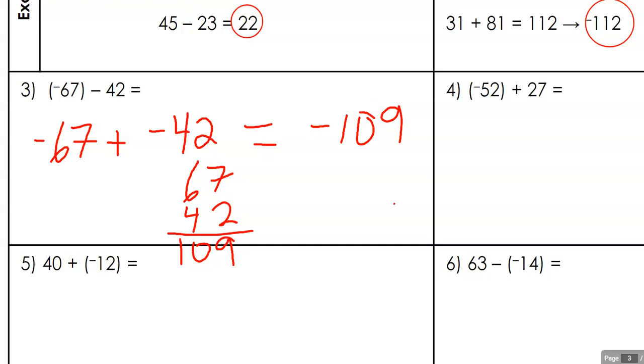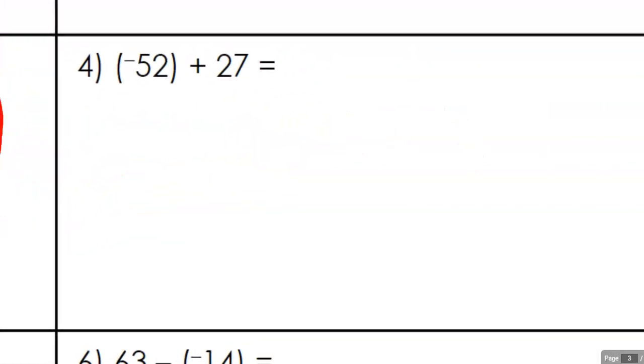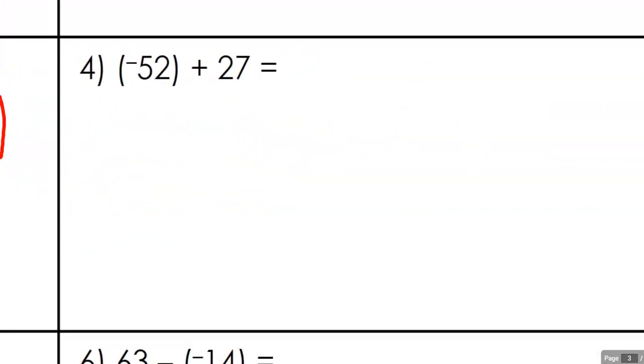All right. Let's look at number 4. Slide this over just a little bit. Okay. All right, so now the signs here are different. This is negative 52. This is positive 24. So when the signs are different, we look to see if our answer is going to be a positive or negative. How do we know that?